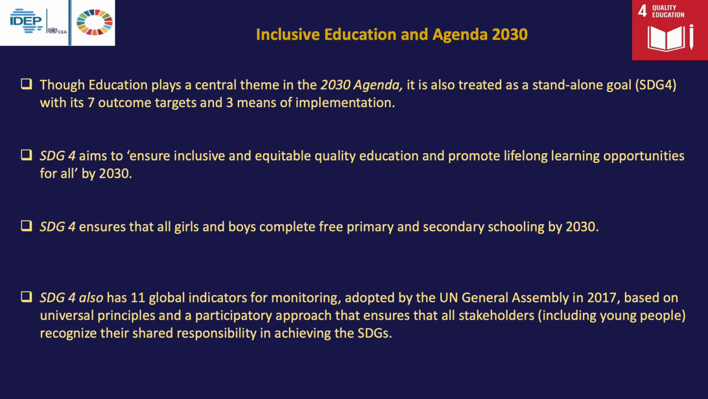SDG 4 also has 11 global indicators for monitoring adopted by the United Nations General Assembly in 2017 and based on universal principles and a participatory approach that ensures that all stakeholders, including young people themselves, recognize their shared responsibility and roles in achieving the SDGs, remembering the concept and the principle of leaving no one behind.